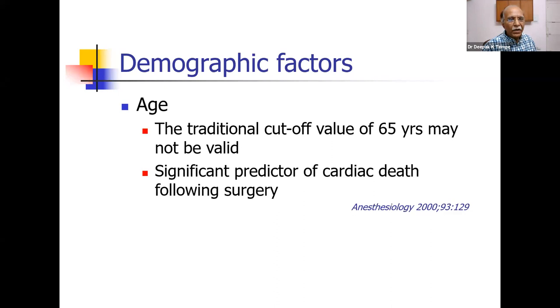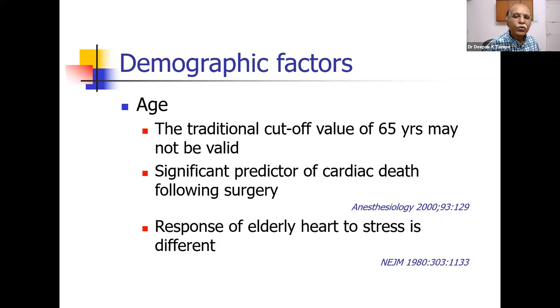But it has been shown to be a significant predictor of cardiac death following surgery. For example, if you are performing a CABG on an 80-year-old man versus a 60-year-old man, obviously the person who is elderly is likely to suffer from more morbidity and mortality. It has also been shown that the response of the elderly heart to stress is different. It is not as good as a young man's, and there could be some downregulation of receptors. So the elderly heart may not respond to the stress that has been posed onto it as well as that of a young person.